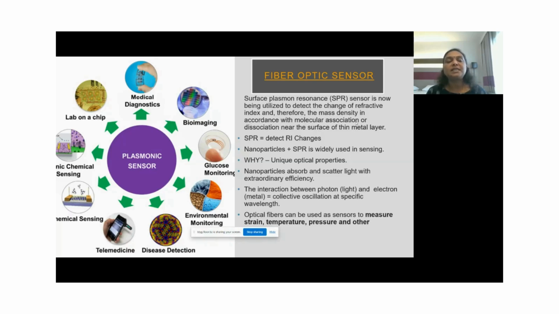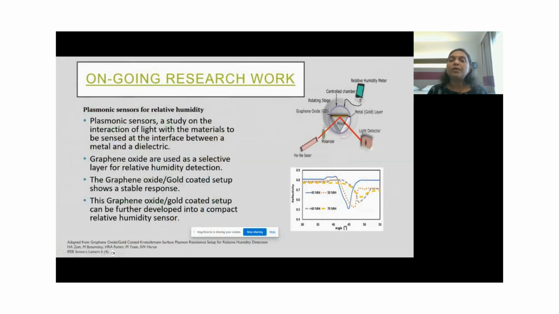So today, plasmonic sensors are widely used for glucose monitoring, environmental monitoring, disease detection, telemedicine, chemical sensing, lab on chips, medical diagnostics, and also for bioimaging. My ongoing research work is focusing more on plasmonic sensors for relative humidity. We have deployed graphene oxide, which I use as a selective layer for the relative humidity detection. It works together with a gold-coated setup, which shows a stable response.